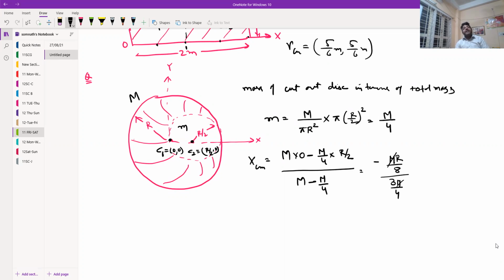That's why sometimes they don't give you the total mass. Even if they don't mention that the total mass is capital M, you can suppose it in your own way and cancel it. So what you have is minus R by 6. Yes or no?